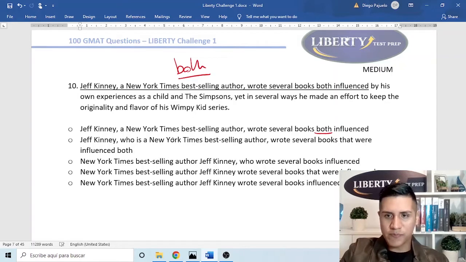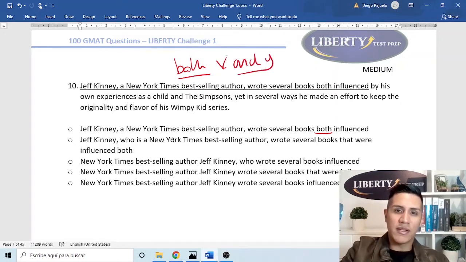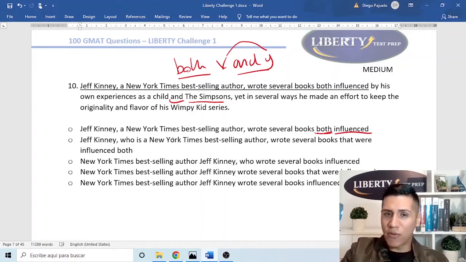If you have both, again, we've gone over this in the past, both X and Y, right? You need an "and" and you need to make X and Y parallel. So you have "both" here, and you have an "and" here, The Simpsons. So you have both influenced and The Simpsons. That's not parallel. Influenced is like a verb. The Simpsons is a noun, so that's out. Letter B. You have both here, by his own experiences, and The Simpsons. Again, by his own experiences is a prepositional phrase. The Simpsons is a noun. That's out, right? That's not parallel.